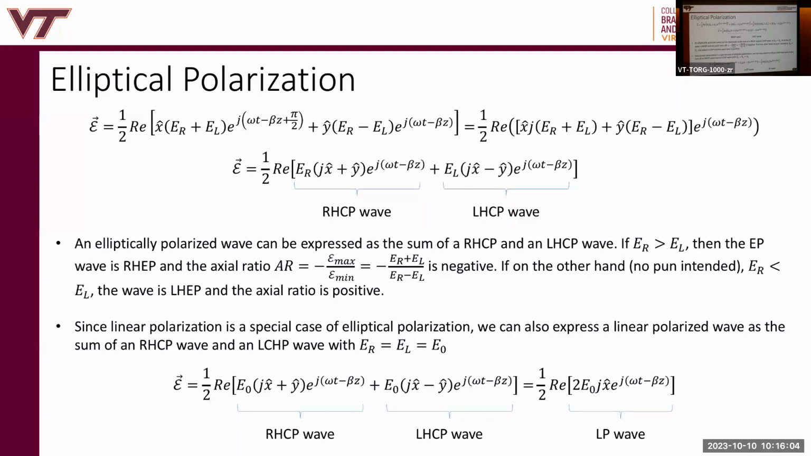Okay, so since linear polarization is a special case of elliptical, we can also express an LP wave as the sum of an RHCP wave and an LHCP wave. This becomes useful in media with optical activity, where you have a different index of refraction along one axis than along the orthogonal axis. One wave travels at a different velocity. What happens then is an LP will be broken into two CP waves, right? We'll see that. I think I have that in the notes somewhere. So, different ways to express it.